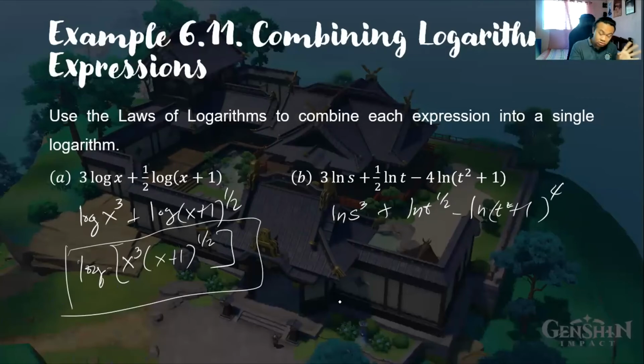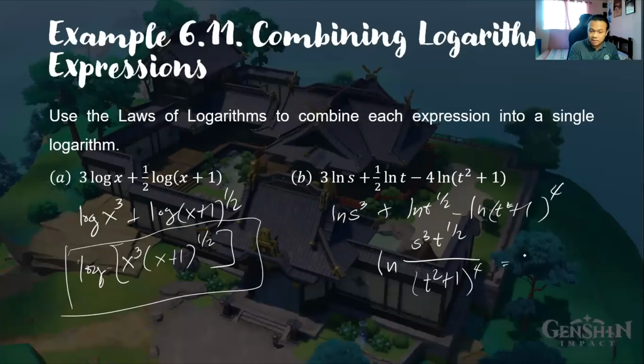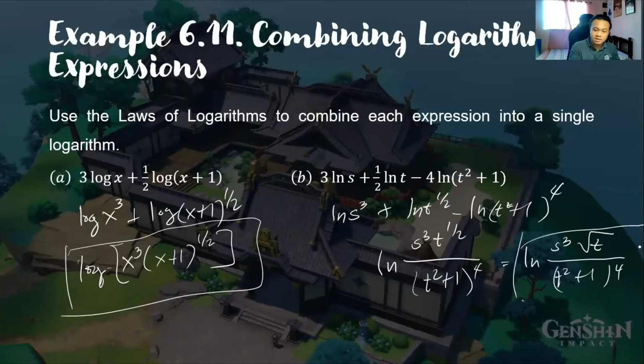Just take note of the signs so you don't get confused. So let's combine that into a single logarithm. So ln of s cubed t to the 1/2 over t squared plus 1 raised to 4. Okay, or in your module I wrote s cubed square root of t, which is also the same, over t squared plus 1 raised to 4. Okay, that's the answer. Actually either of the two is fine.